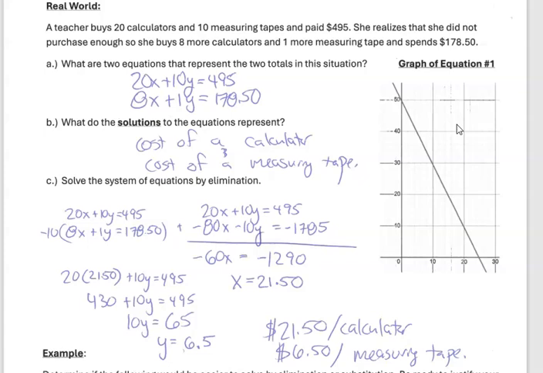Then we went over and solved. We ended up getting $21.50 and 6.5. Those are the prices of a calculator and a measuring tape.